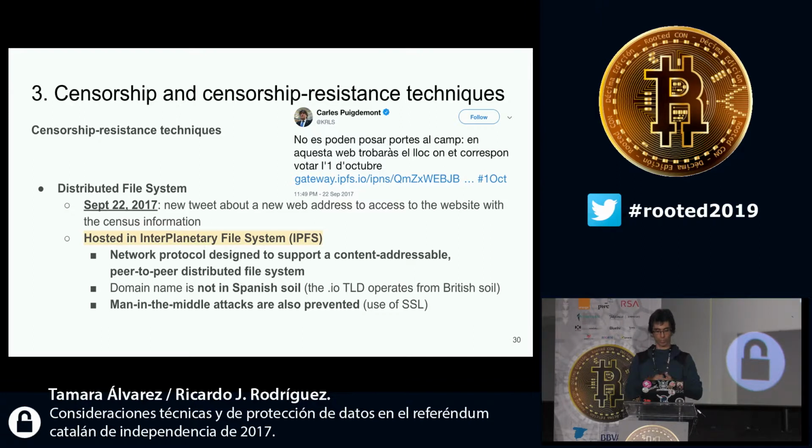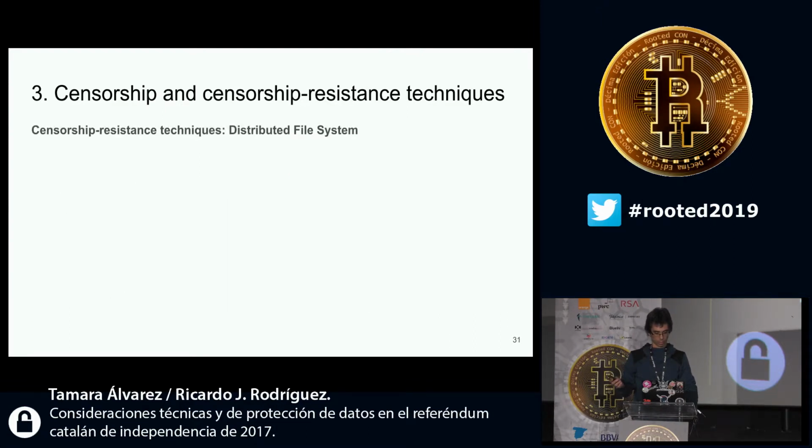So what was the first thing they did? They said, we have to do something to avoid these blocks of all web pages, so they decided to use distributed file systems. One of the clone web pages announced an IPFS web page, the InterPlanetary File System, which is a distributed file system. It's peer-to-peer, and the storage can be addressed by the content. And the .io is a domain that's in the UK, so not in Spain. So things were harder for the state, and the connection was HTTPS, so any man-in-the-middle attack was not viable.